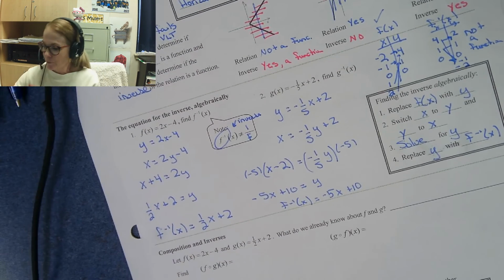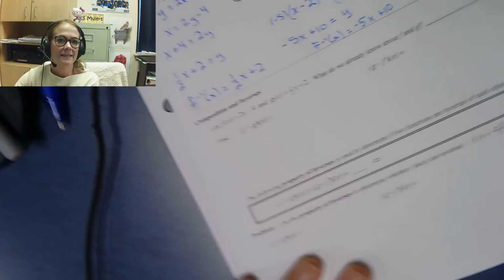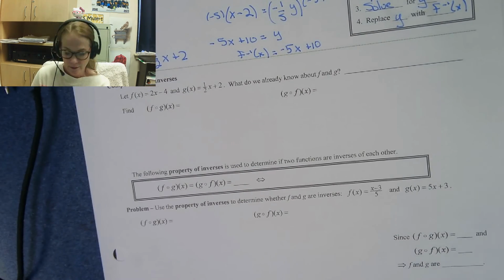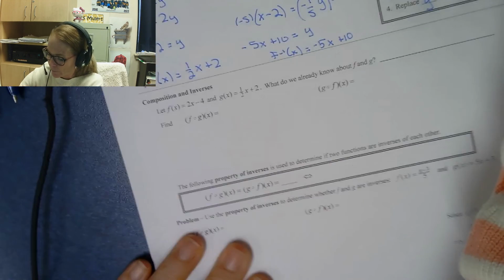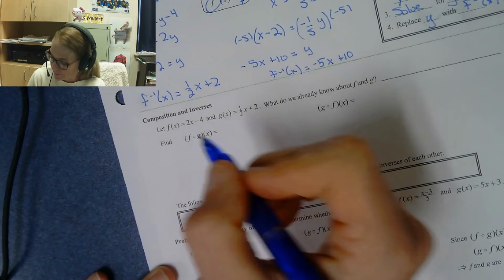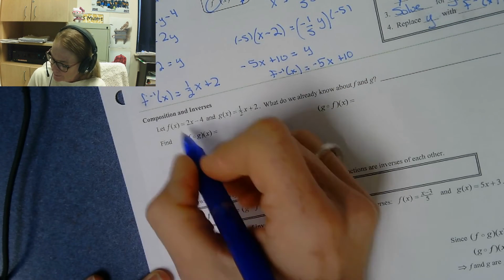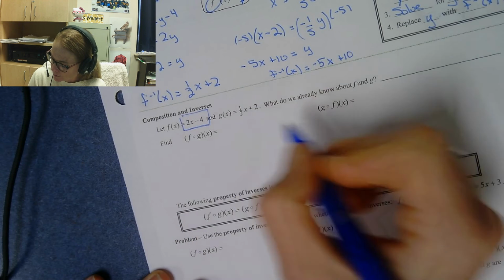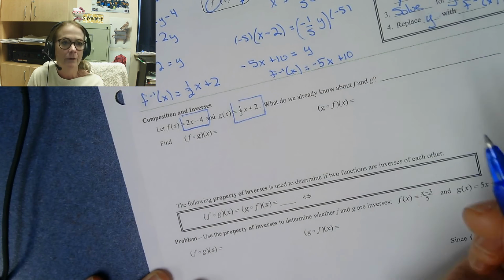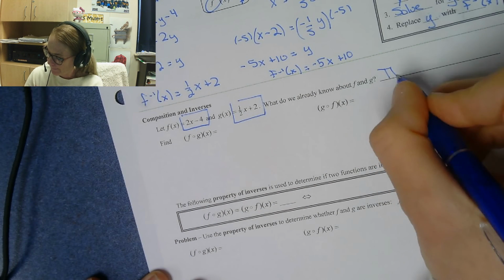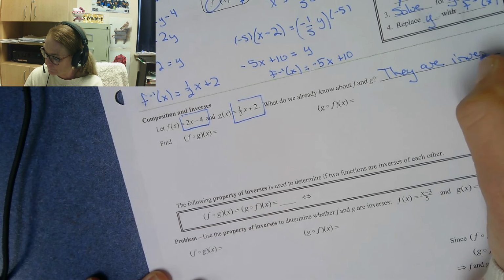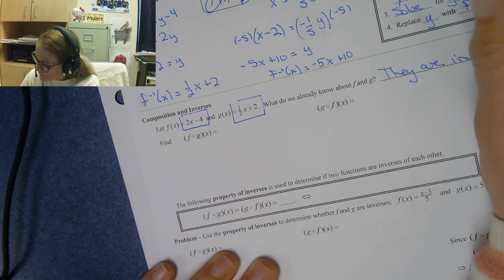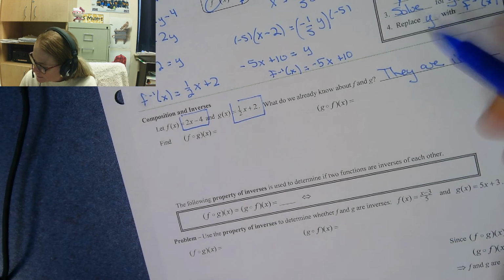Okay, so super cool. The property of inverses says that they will negate one another. All right, what do we already know about what's going on up here? We know that these are inverses. 2x minus 4 and 1/2 x plus 2. We just found it in that first example. We know they are inverses.